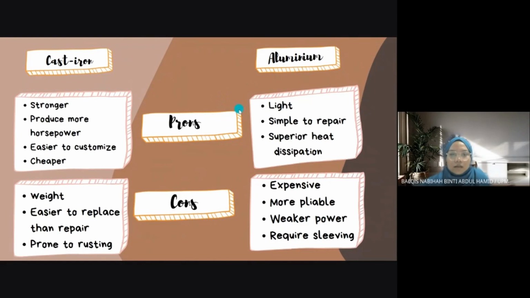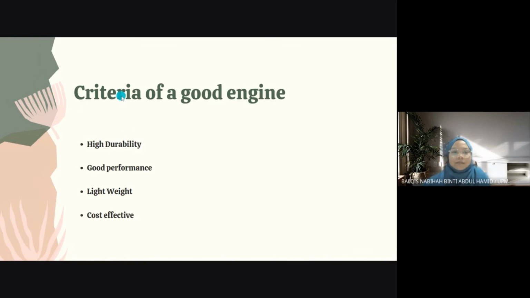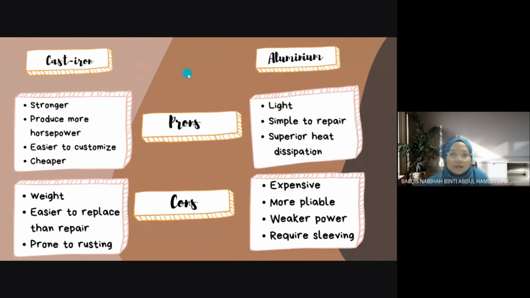For aluminium, the pros are light, simple to repair, and superior heat dissipation. The cons are expensive, more pliable, weaker power, and requires sleeving. Which is the better engine? From Afi's explanation just now, the criteria for a good engine are high durability, good performance, lightweight, and cost effectiveness. So we can conclude that cast iron is a better engine than aluminium.